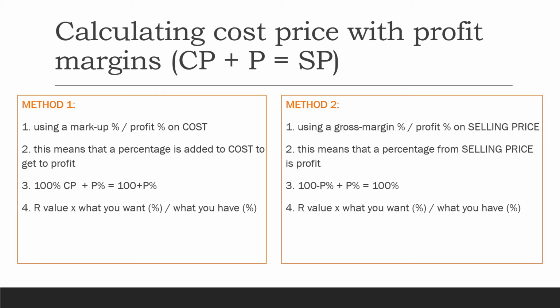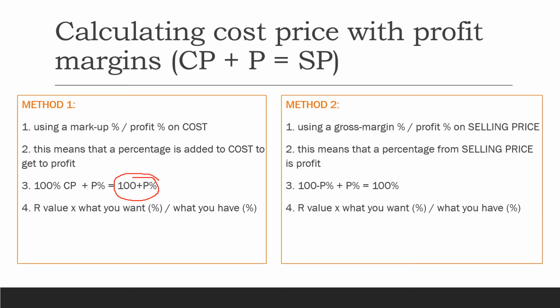Okay, method 1, the terminology would typically read a markup percentage or a profit percentage on cost. What this means is that a percentage of profit is added to the cost price of your product, and that is the profit that this product is giving us. Okay, your equation would be that cost price is 100%, you add your profit percentage, and that gives you 100 plus your profit percentage. So let's say your profit percentage is 50, 100% will be your cost price, you're adding 50% profit, so your selling price will be 150%.